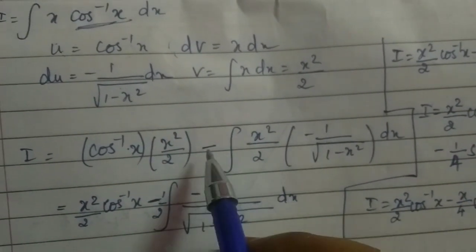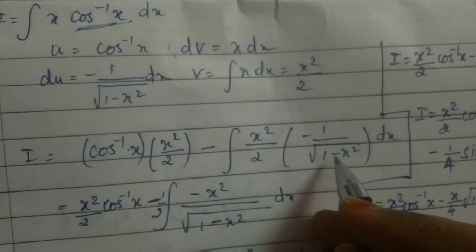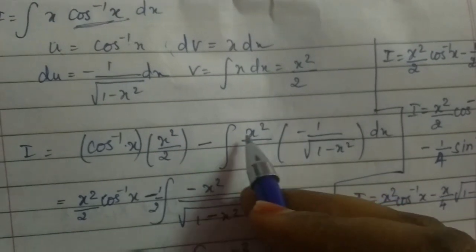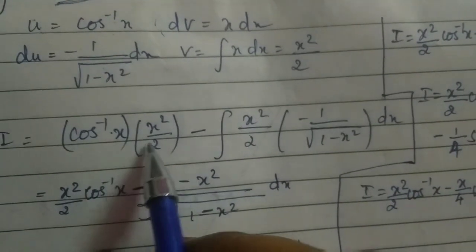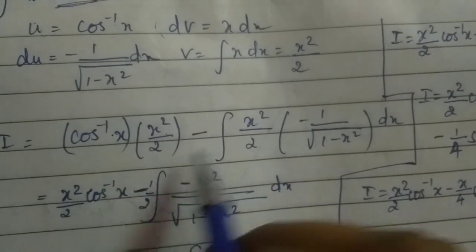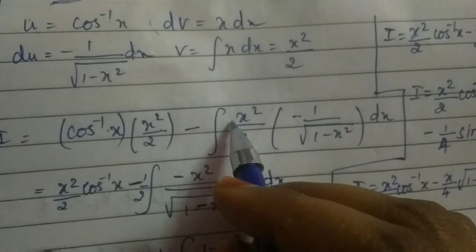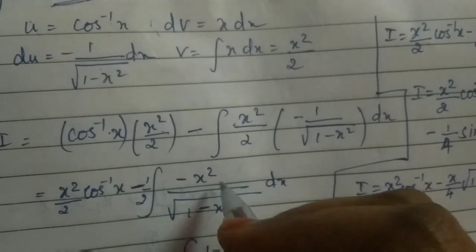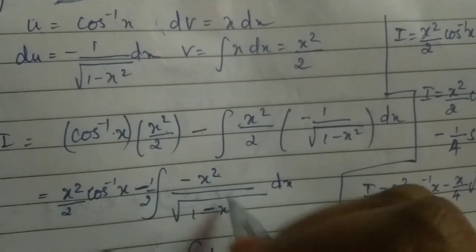Now minus into minus will become plus. But here what we have? Minus x squared. So I am not multiplying this minus. I am keeping minus x squared as it is. I am taking 1 by 2 as common. Therefore x squared by 2 into cos inverse of x minus 1 by 2. This minus sign I am considering with x squared, therefore minus x squared divided by root of 1 minus x squared dx. If you have x squared in the numerator and the denominator, you need to add and subtract 1.